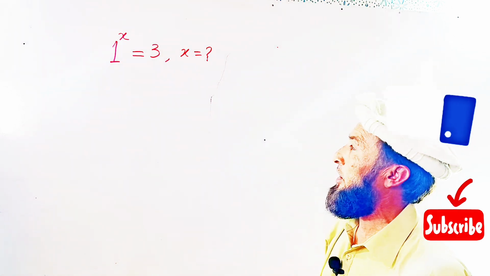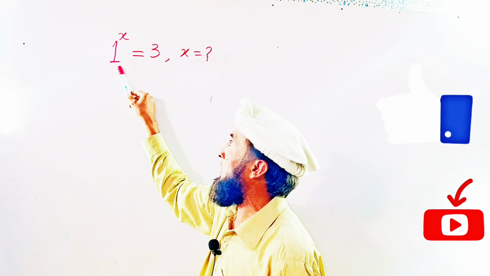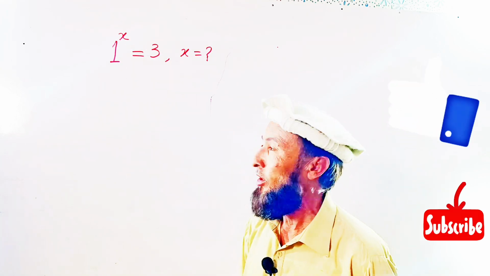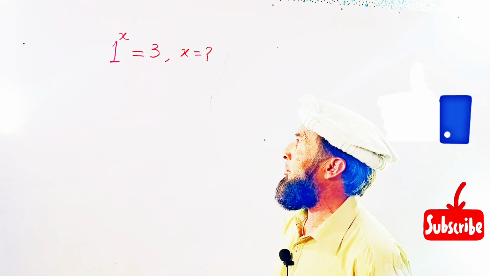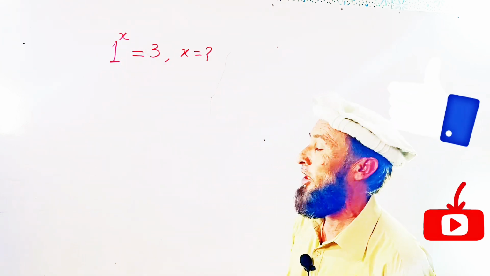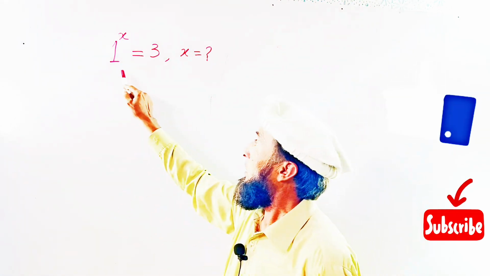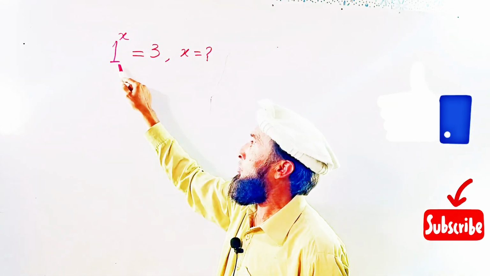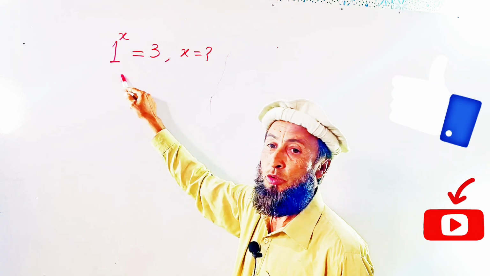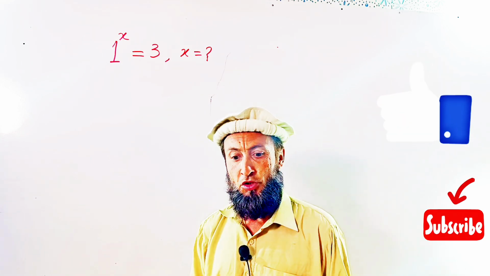When we take the value of x equal to 0, we get 1 exponent of 0 is equal to 1, which is not equal to 3. Similarly, if we put x equal to 1, 1 exponent of 1 is equal to 1, which is also not equal to 3. If we take x equal to 2, 1 squared is equal to 1, which is not equal to 3. So the solution does not exist in this situation.